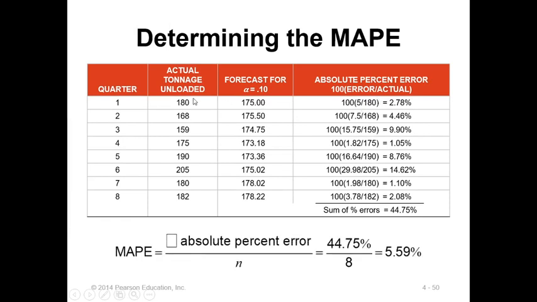Okay, so 180 minus 175 is 5, divided by the actual value, which is 180, as you can see. Sorry, the difference, 5 divided by 180, which is the actual value, multiplied by 100, we will have 2.78%. Now we will do the same for all. Then we will have a total of 44.75%. According to the formula, this is the total of absolute percent error divided, of course, by 8, which is 8 quarters, as you can see here. We will have a 5.59% when alpha is 0.10.